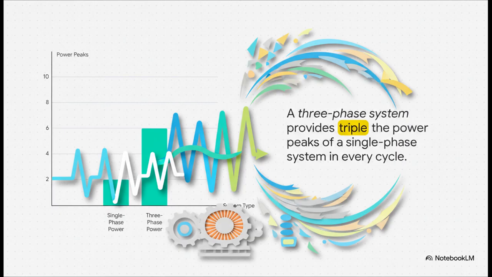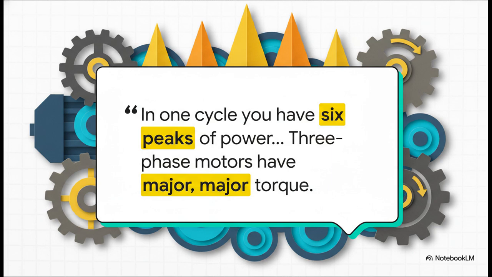A single-phase system, like the one in your house, gives you two little peaks of power for every cycle. But a three-phase system? Yeah, that triples it. With 6 power peaks crammed into every cycle, the flow of energy becomes incredibly smooth and way more consistent. Unlike the power in your house, there's almost no point where the power drops to zero. And that is why three-phase power is the absolute backbone of industry. It delivers that immense, steady torque you need to run all the heavy machinery.